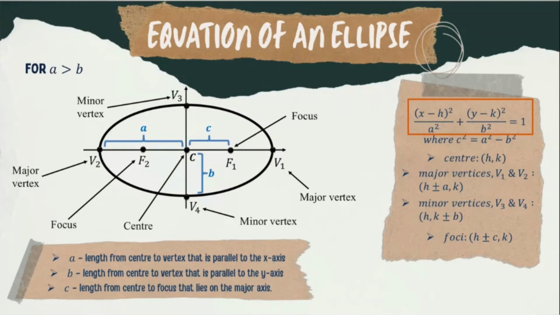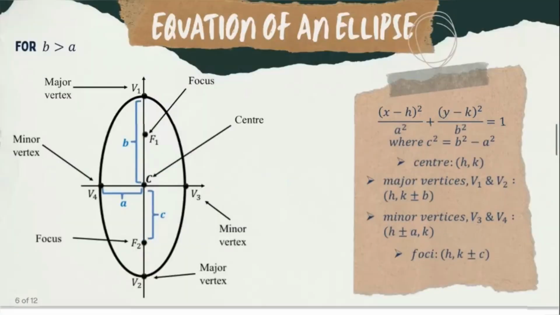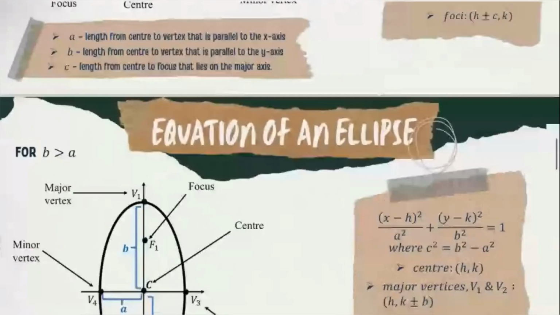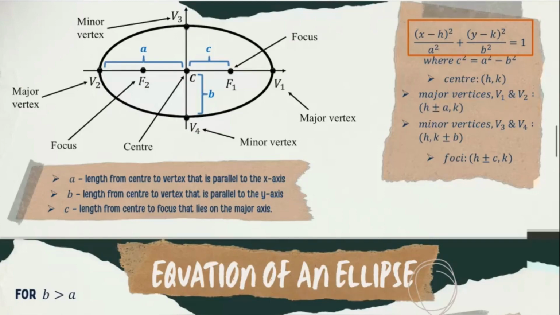Okay, C pula adalah jarak daripada center kepada our focus. So C ini dia depends kepada kat mana location kita punya major axis. Kalau dia horizontal, so C ini akan berada parallel kepada x-axis lah. Kalau dia vertical, macam ni, nampak tak? A kita sama, B kita position yang sama, C je yang berubah, dia akan berada di y-axis tersebut. Okay, so itu semua adalah kita punya point of coordinates lah.